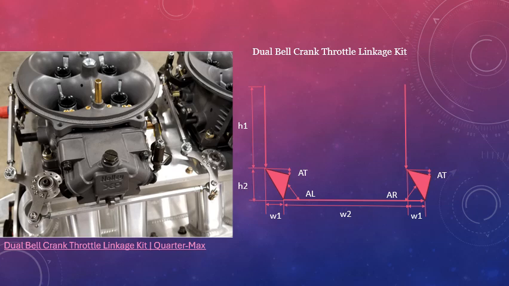The heights, of course, are going to be marked as well, and the widths between these two bell cranks are going to be equal, so they are marked as W1. The heights as well are going to be the same, so those are going to be H2. And then the bars are going to be, of course, H1 because they are going to be the same length when we connect them to the carburetors. Angles are the same, but AL and AR are different. So we are going to use the Pythagorean theorem to find these angles.